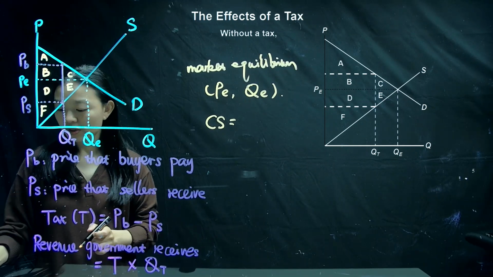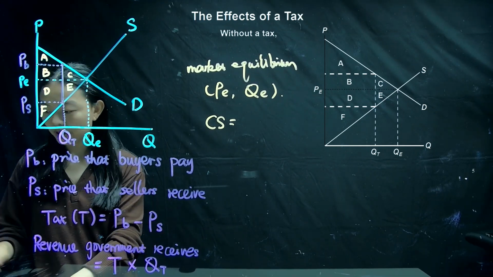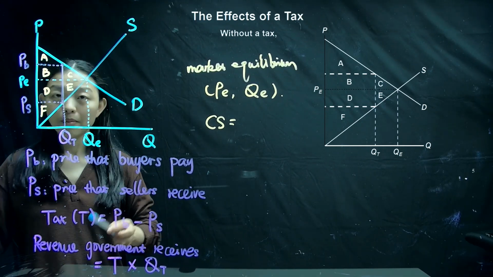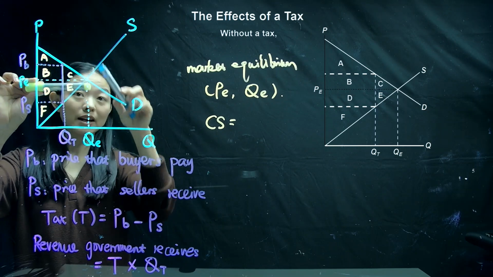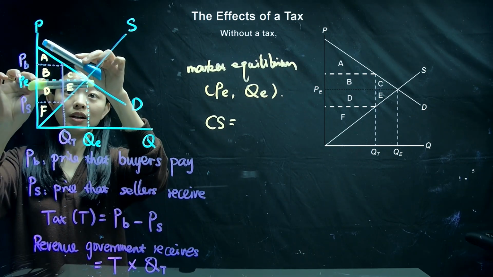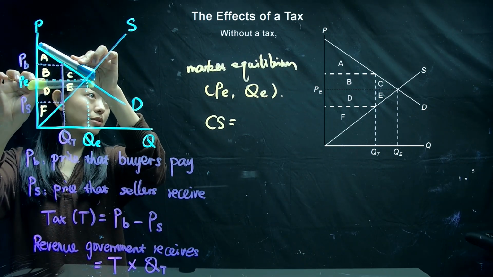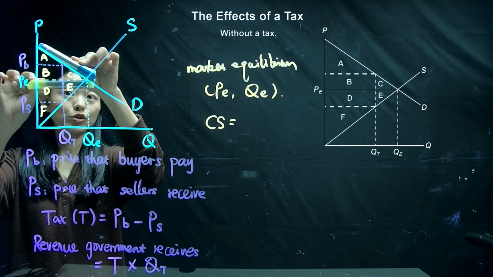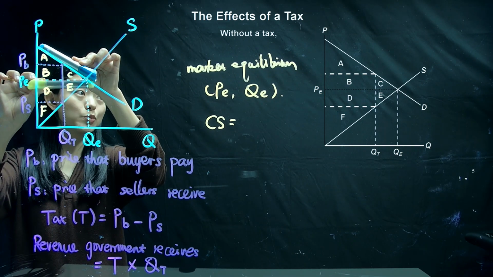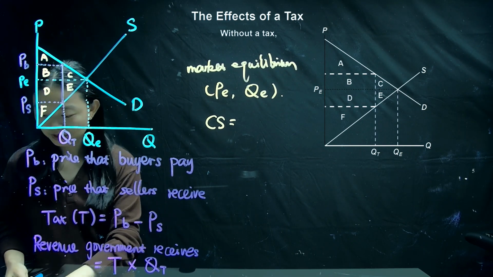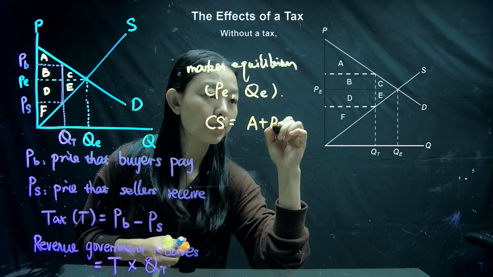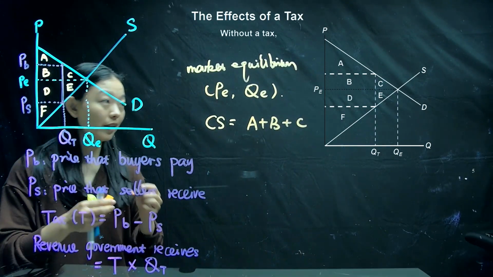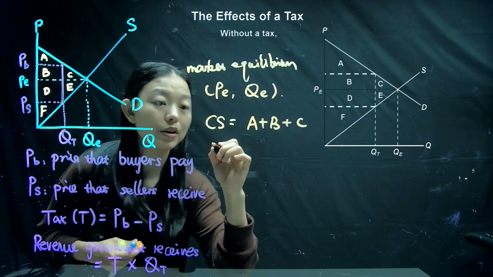So consumer surplus, as we talked about before, should be the area below the demand curve and above the market price, right? The market price here is PE. So this area measures the consumer surplus, which will be A plus B plus C, right? Let me just write it down: A plus B plus C. Okay? And then what about the producer surplus?